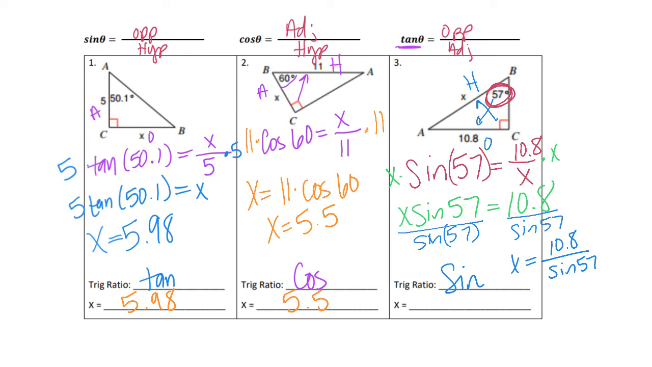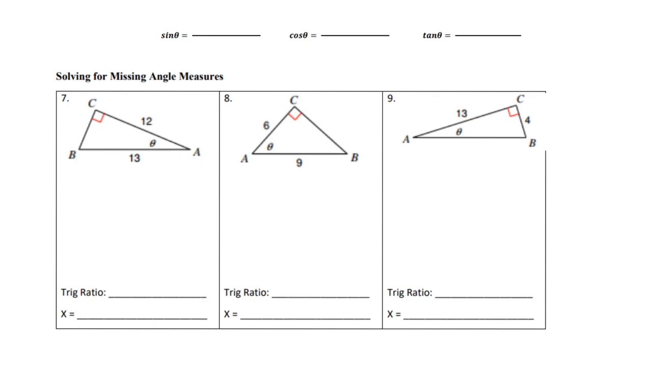So if we do that in our calculator, we get 12.88 as our answer. Okay, last but not least here, we've still got sine, cosine, and tangent at the top, but we're finding the missing angle when you're given the two sides. So sine, opposite over hypotenuse, cosine, adjacent over hypotenuse, tangent, opposite over adjacent.